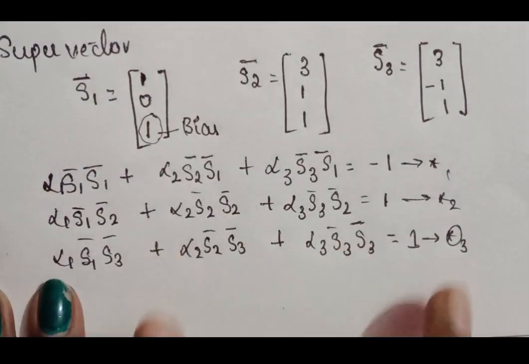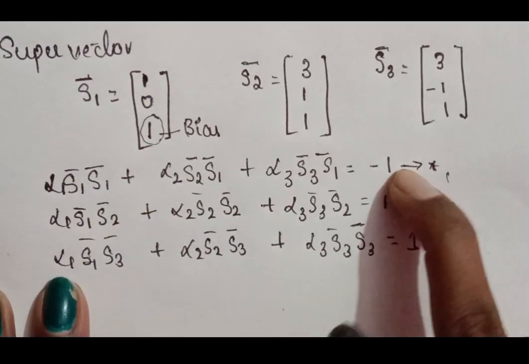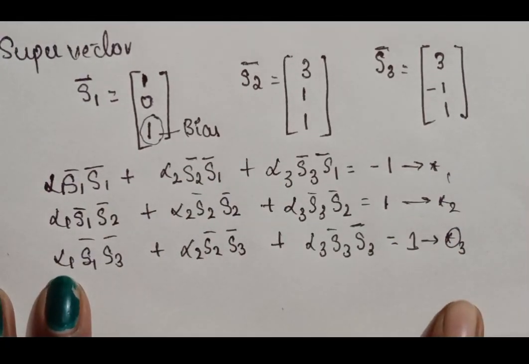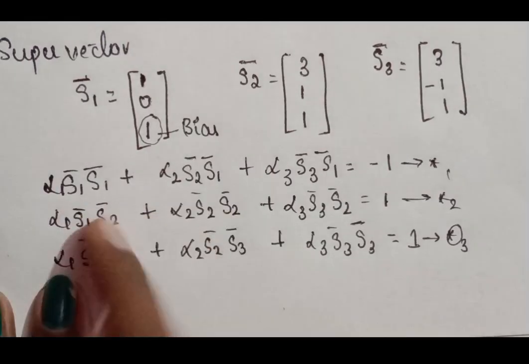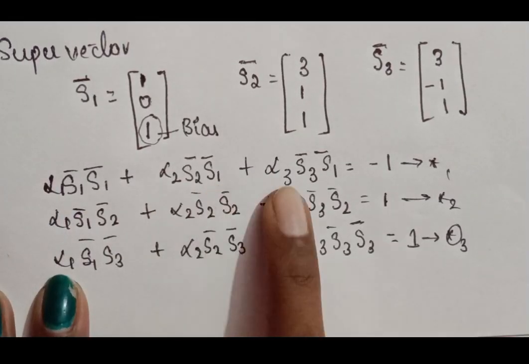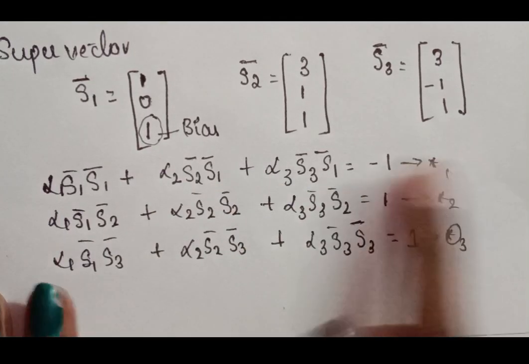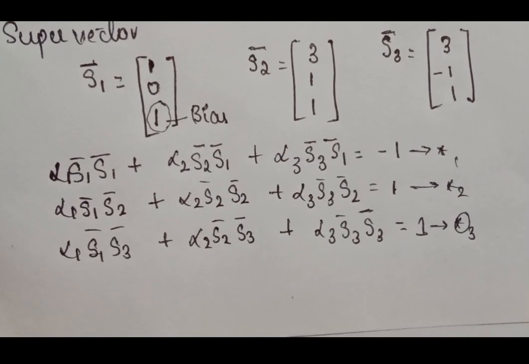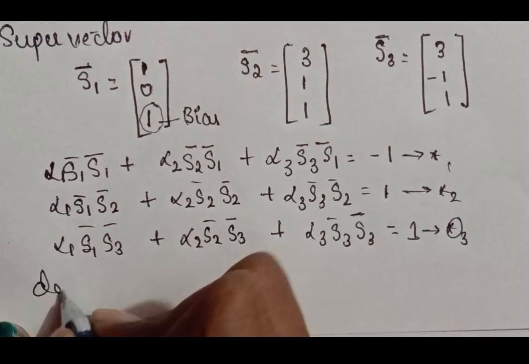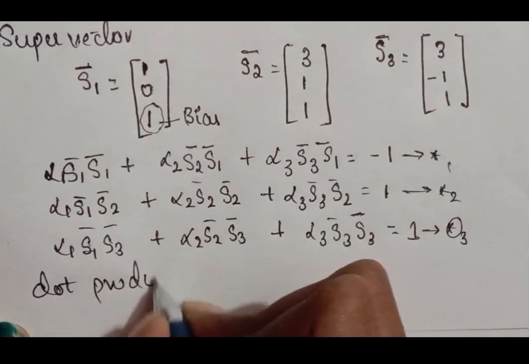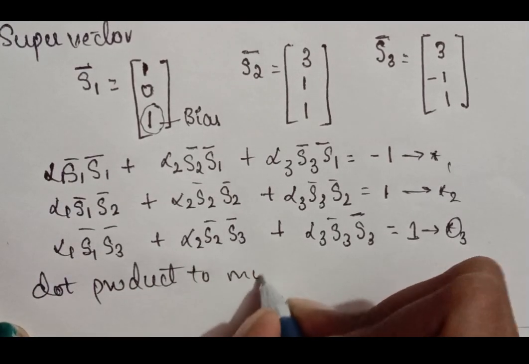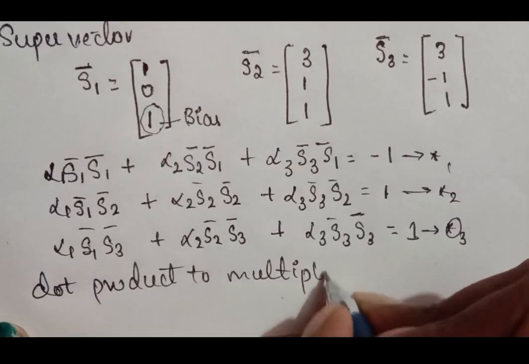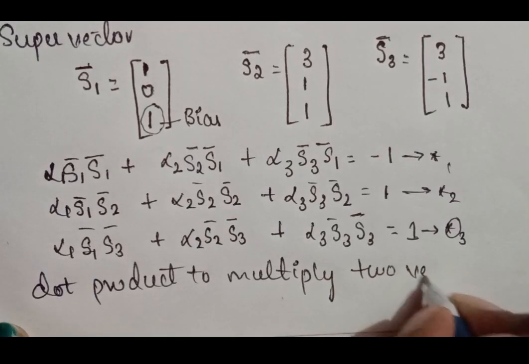If it is 4, the same thing you have to write down: minus 1, 1, 1, 1, that's it. So the equations change. Here you will get S1 S1, S2 S1, S3 S1, S4 S1. Like this you have to construct the formula. This is a basic formula that you need to remember. Now we are performing the dot product to multiply two vectors.